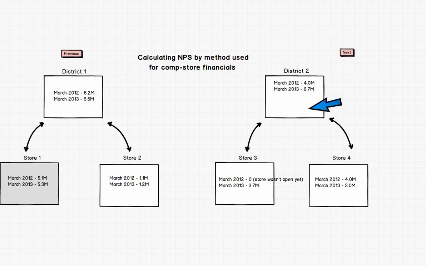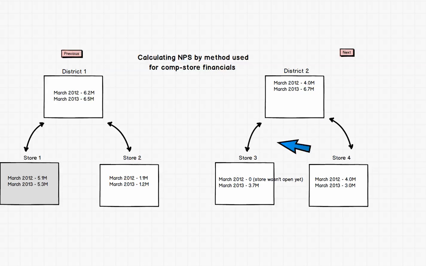Let's say District 2 has store number 3 in it, and store 3 was not yet open in March 2012, so we have a 0 here. For March 2013, they did 3.7 million. Store 4, on the other hand, started March 2012, did 4 million, and then March 2013, they decreased to 3 million. But if you look at the financials just doing a normal roll-up method, not using comp store financials, it would show that March 2012 was 4 million, and March 2013 they increased it to 6.7 million.